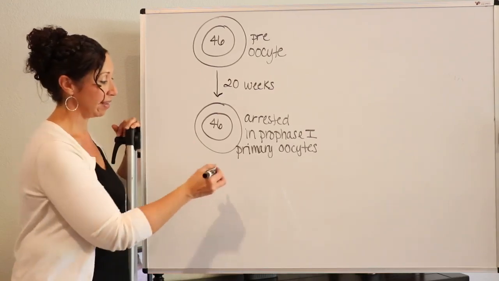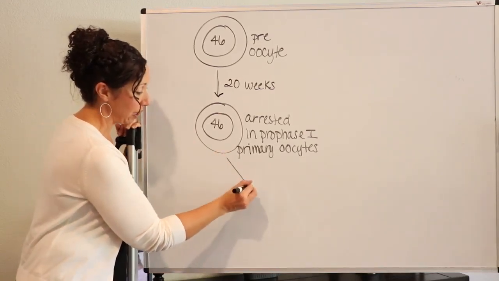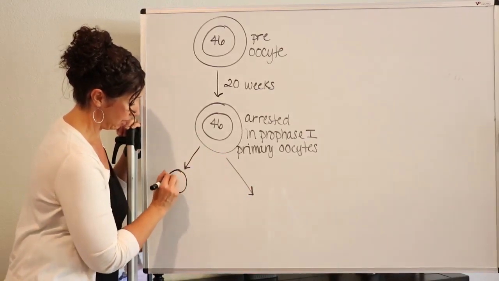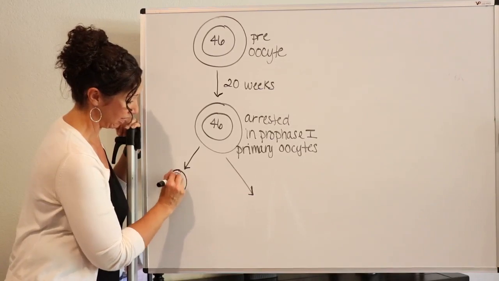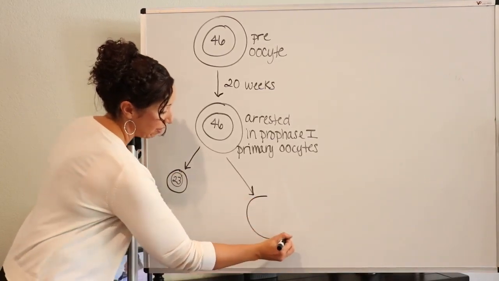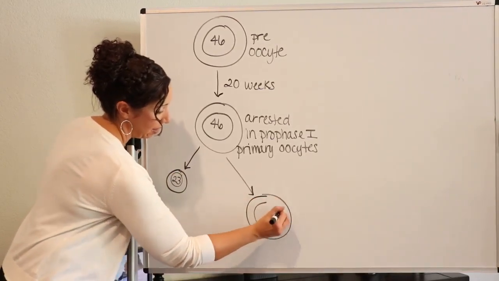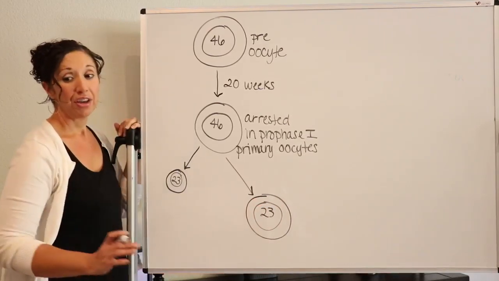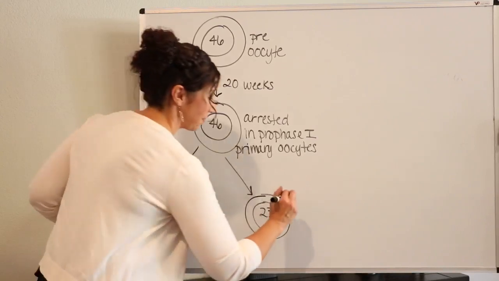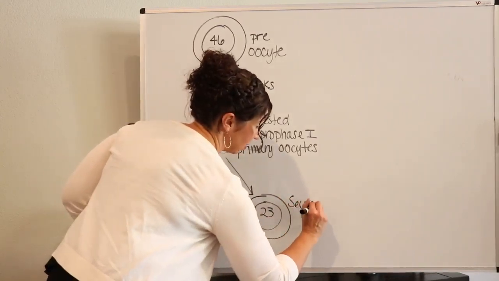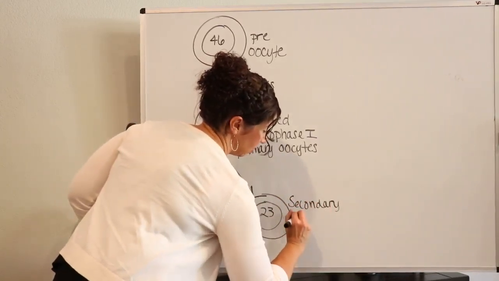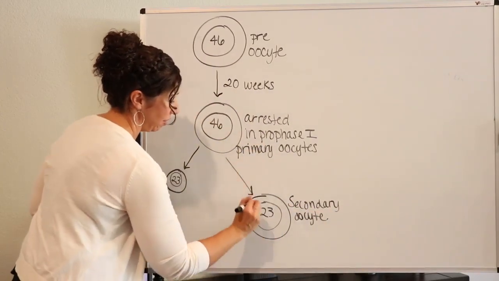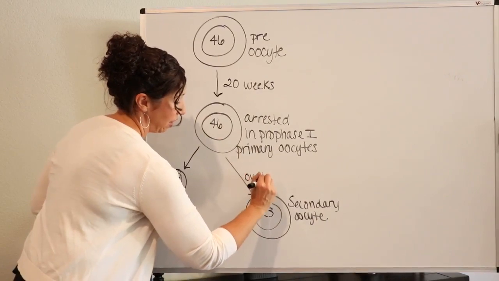During that process, meiosis 1 gets completed, and you create this little tiny polar body that has 23 chromosomes inside, and then you create this other cell that has 23 chromosomes inside, and this is called your secondary oocyte. This whole process happens during ovulation.